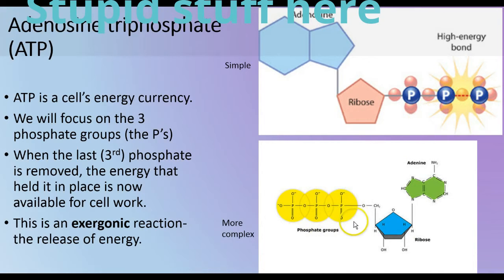This diagram down here is a more complex drawing of the same thing, but of course it is backwards. It's flipped around. It shows you the actual atoms involved here. So this is the cartoon drawing, and this is the actual atomic structure.